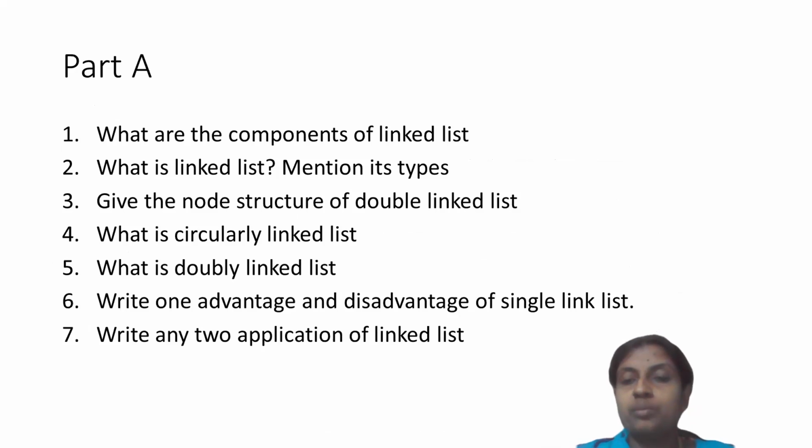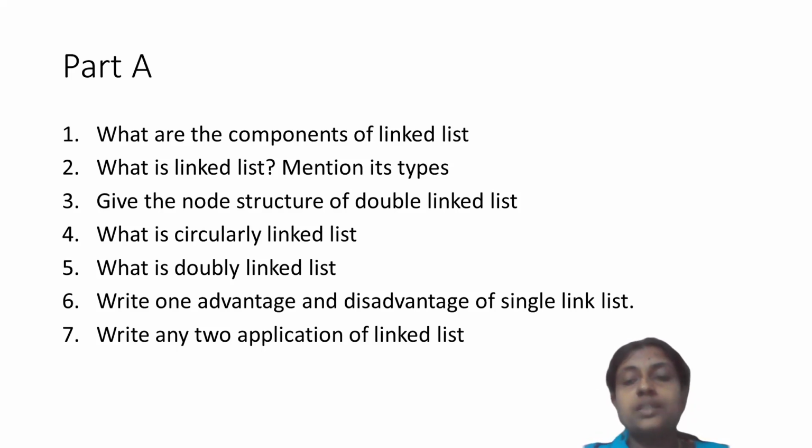For a double linked list, you simply need to draw a diagram. What is the node structure? It is divided into three parts: previous, data, next. That's all. What is a circular linked list? This is not circular headed linked list, only circular linked list. When the last node's address is connected to the first node, then we call it a circular linked list. What is a doubly linked list?